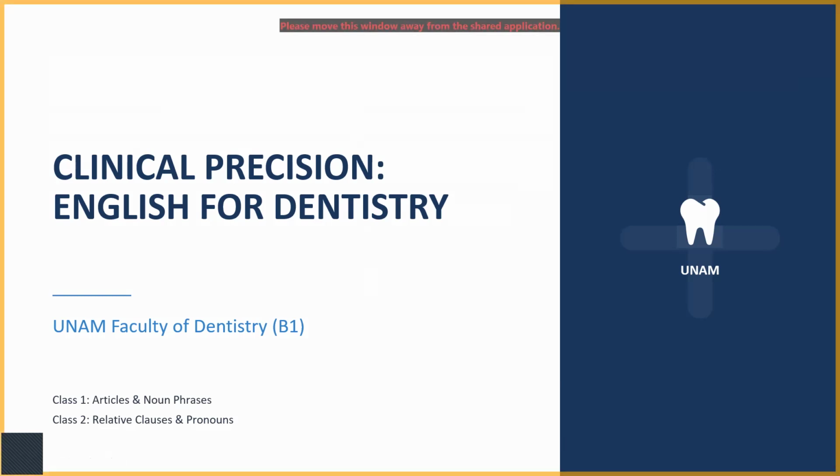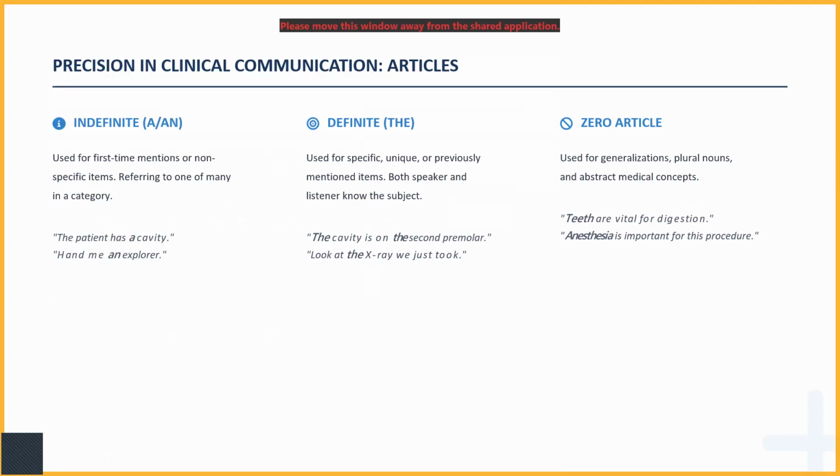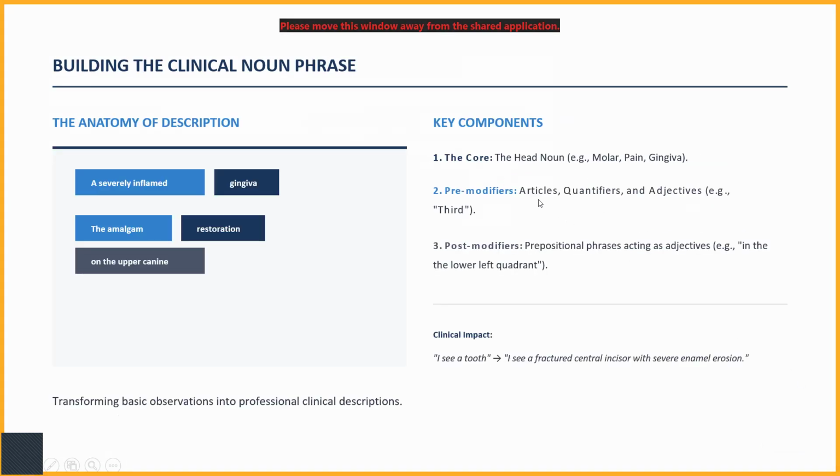Articles, quantifiers, these are things that you find in the pre-modifier. They come before the noun, like "an" and "the". If you're going to do a little bit more, you might need to add additional pre-modifiers.